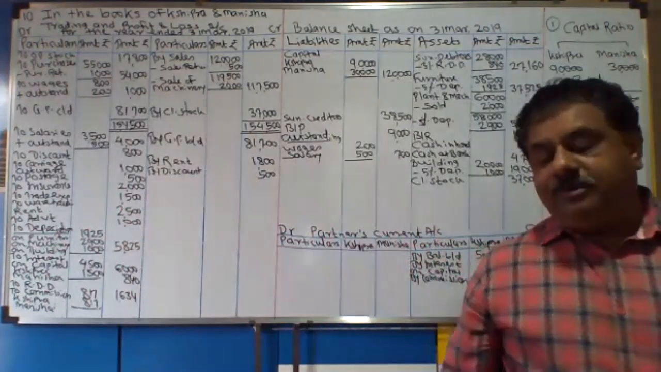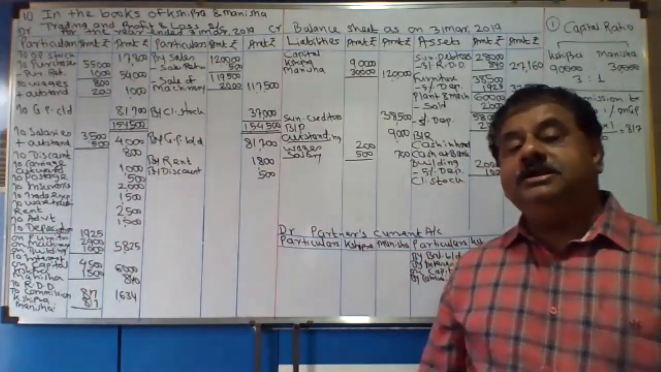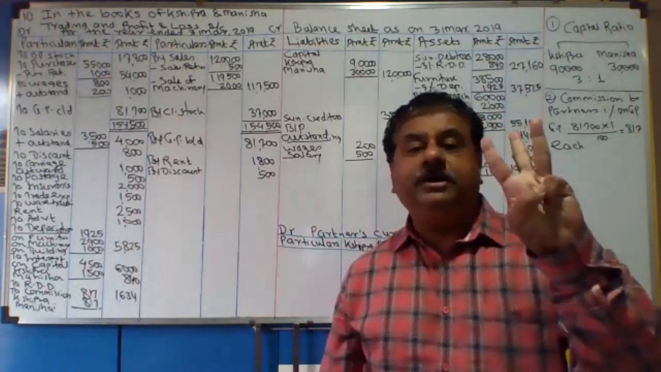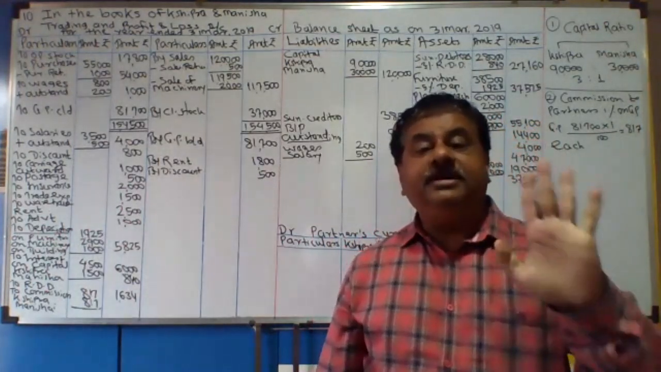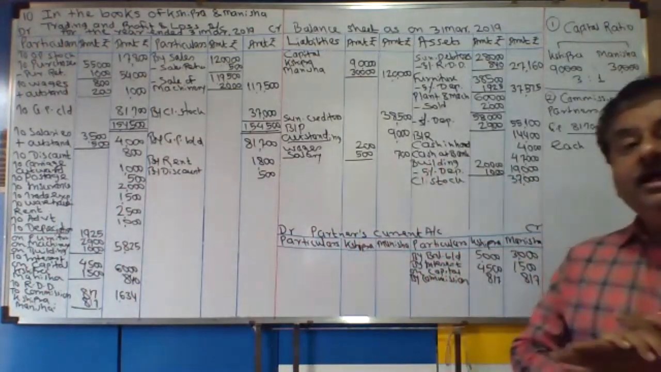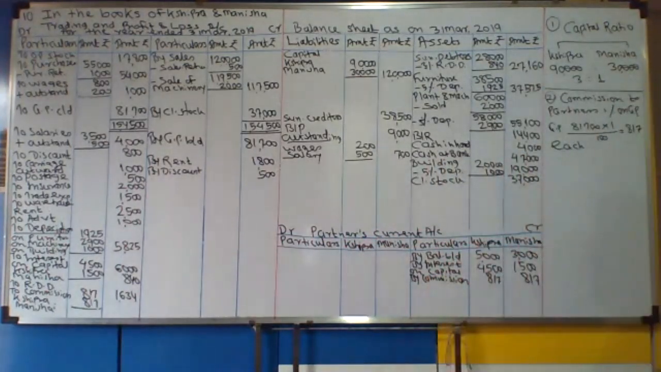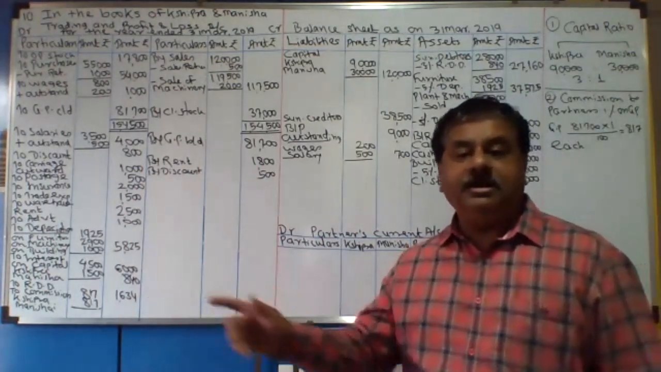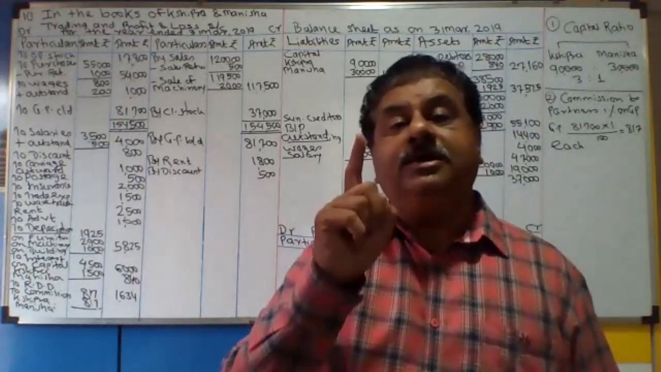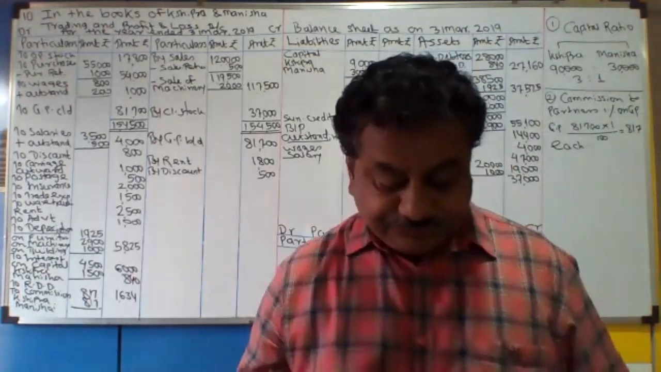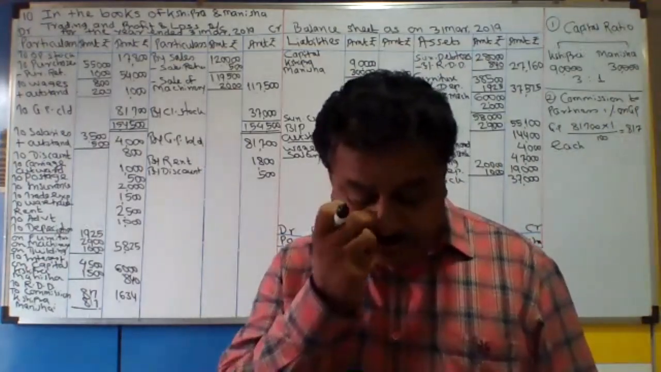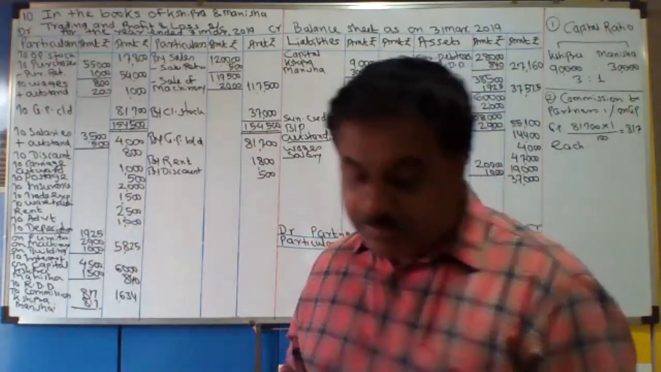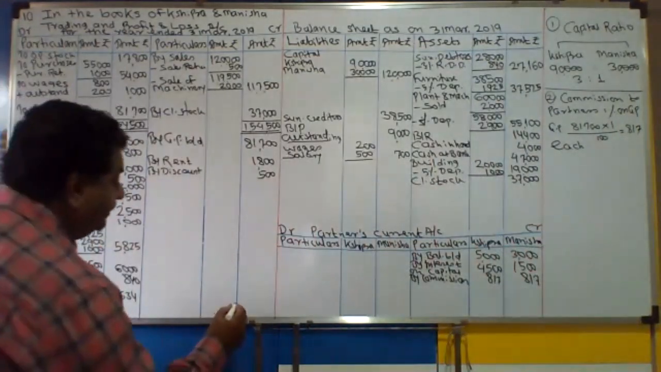Okay. For your information, the effect of interest on capital, salary to partner, commission to partner, the effects are common. If it is the fixed capital method, it will come in the credit of current account and in the debit of profit and loss account. Current account credit, profit and loss account debit. Very important. Now the question is, all the adjustments are done. Now let us proceed with the NP calculation, net profit calculation.